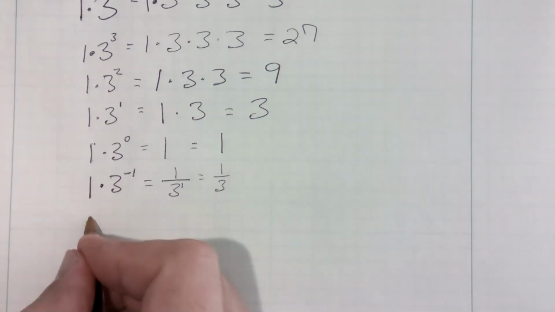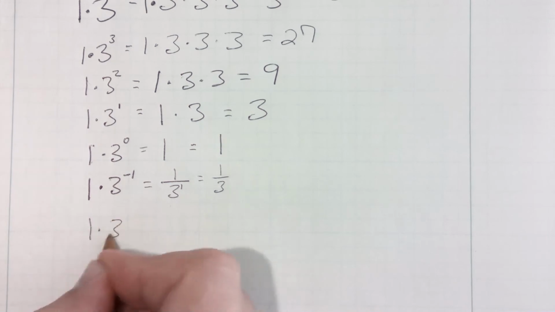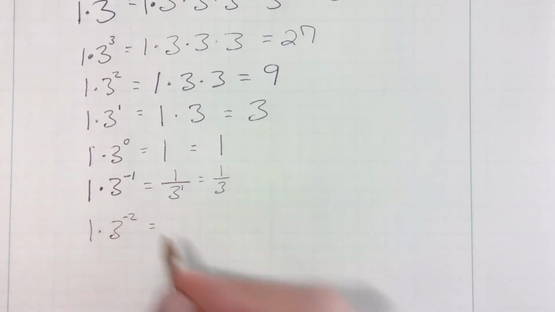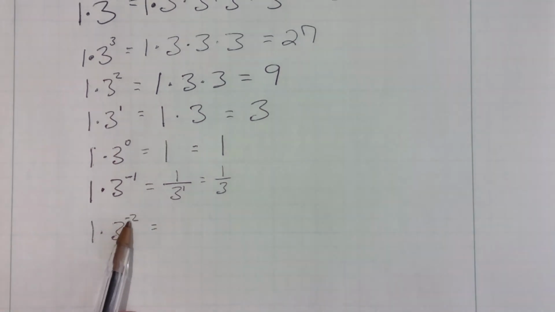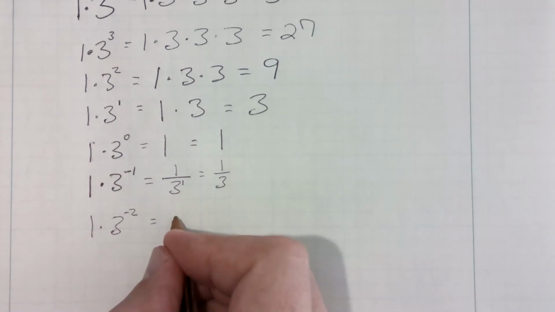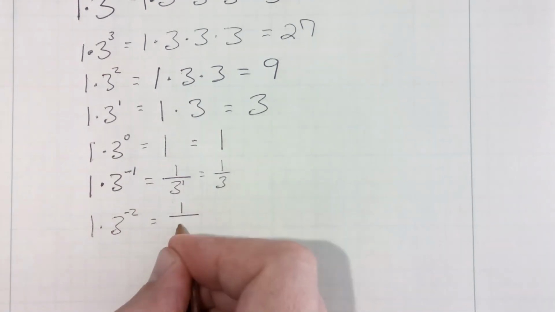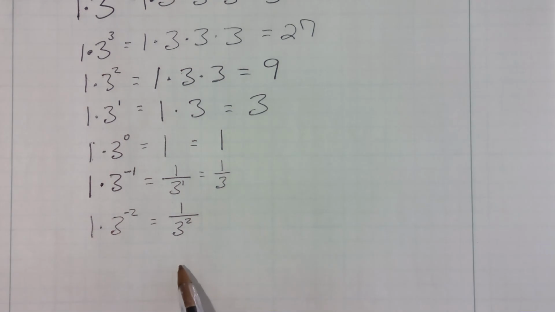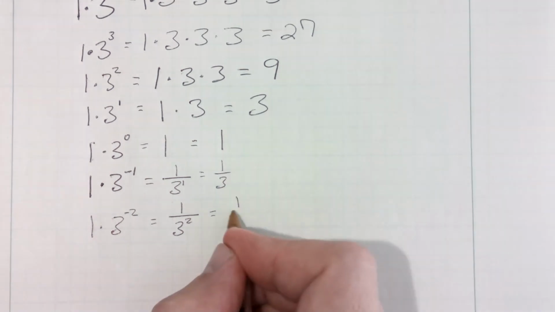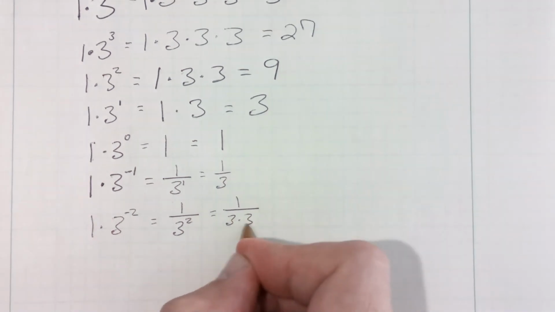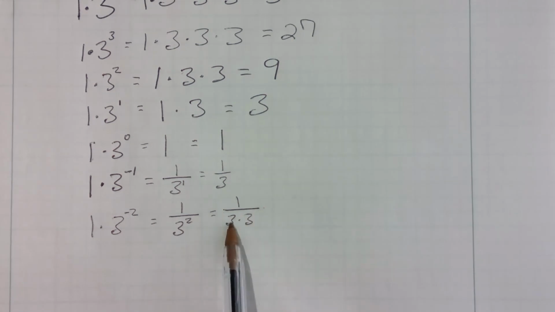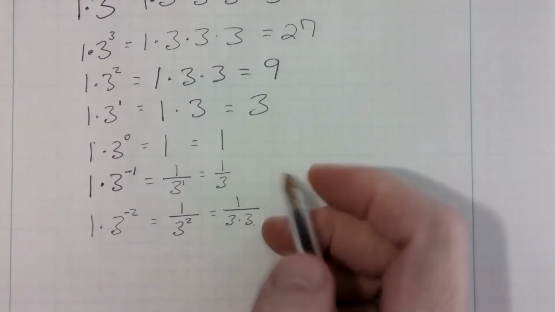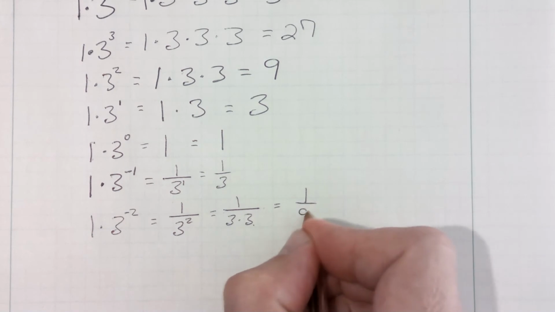If I continue this process and I go 3 to the negative 2, that means I'm not multiplying by 3 2 times, I'm dividing by 3 2 times. Or in other words, I have 1 divided by 3 twice, or 3 squared. I could write it out as 3 times 3 on the bottom, but I'm dividing by 3 2 times, which gives me 1/9.